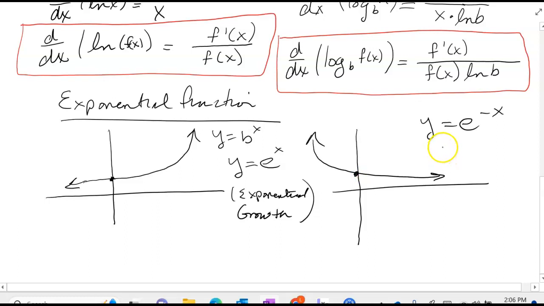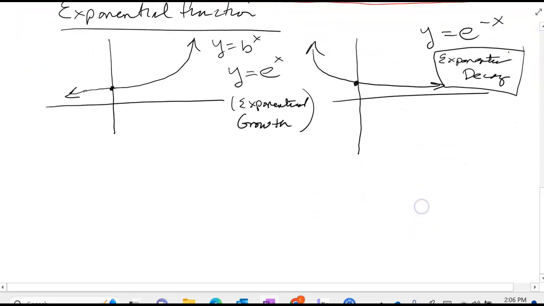This one is your classic exponential decay function, which will come up in the next section where we talk about exponential growth and exponential decay. And of course, your derivative, you all know, d/dx of e to the x is simply e to the x.